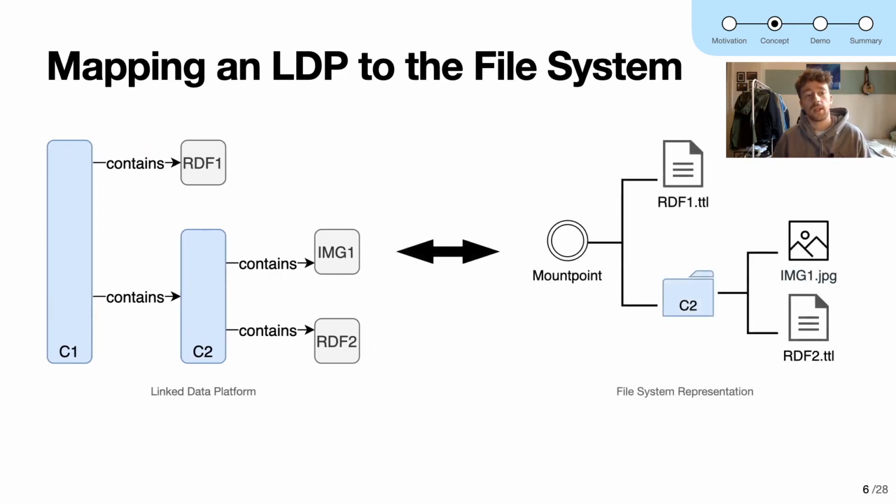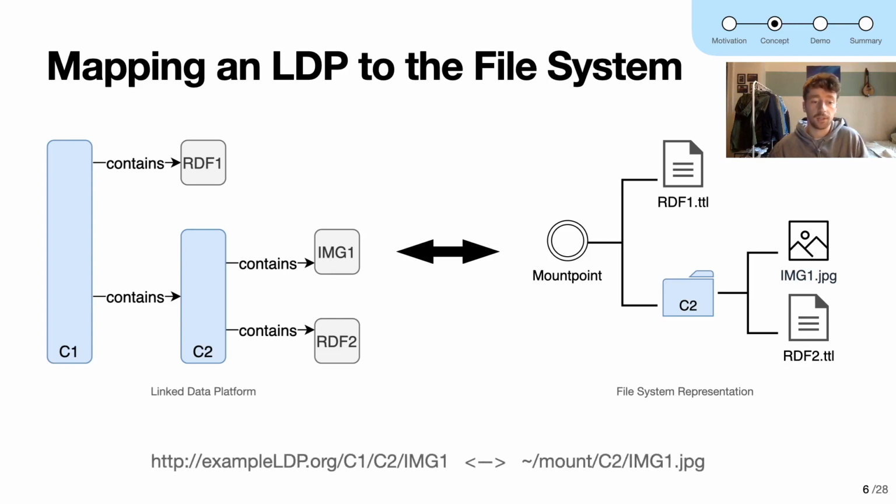Once a container has been chosen as a root container, it gets mapped to the mount volume's mount point, and other containers are mapped to directories, and resources are mapped to files in their respective file format. This allows for the joint management of RDF resources and arbitrary binary resources in the file system. Also, it makes the translation of the persistent URIs that we assign to web resources to the relative paths in the file system very easy.